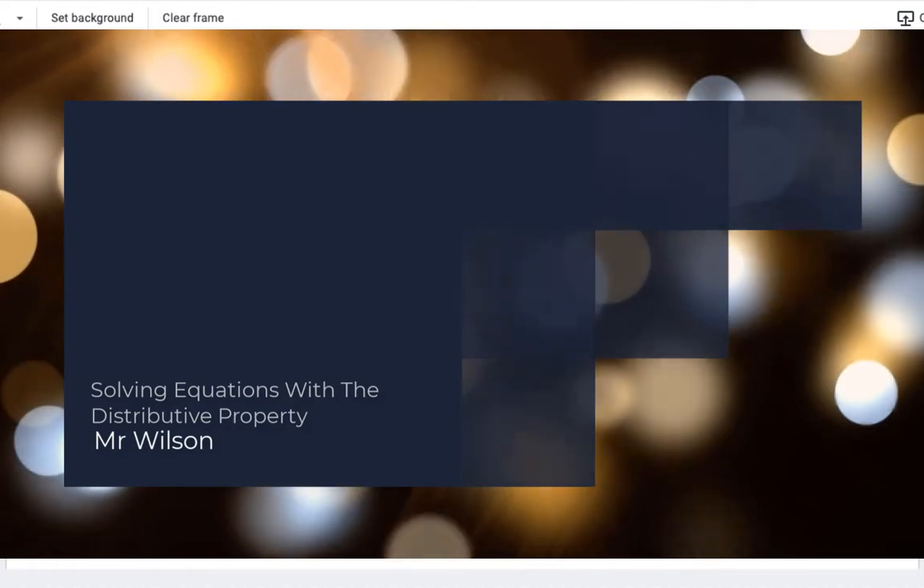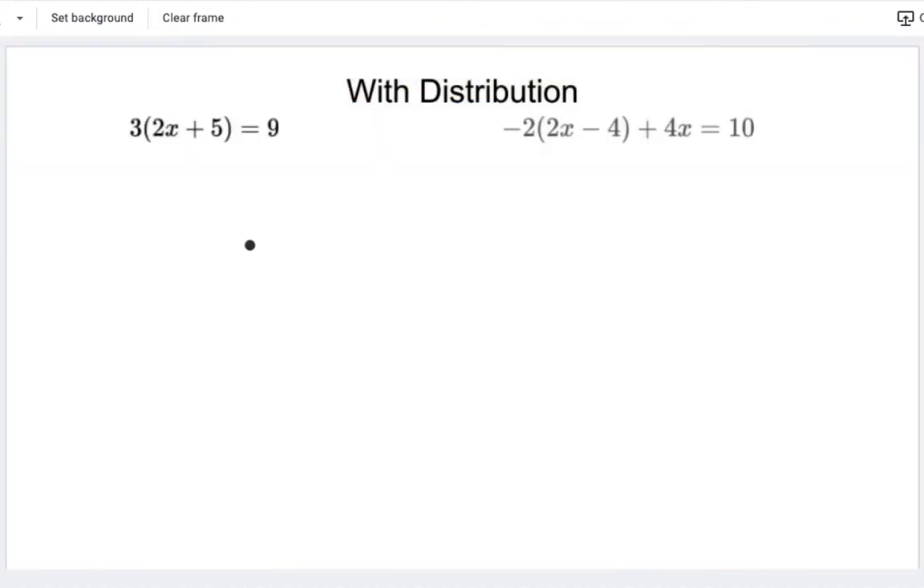Hey mathletes, in this video we're going to look at solving equations that involve distribution. So remember, when we solve an equation, we have a left-hand side and a right-hand side that we're saying are equal to each other. So whatever we do to one side, we're going to do to the other side by reversing the operations. So when we're done with this equation, we want to have x equals our answer.